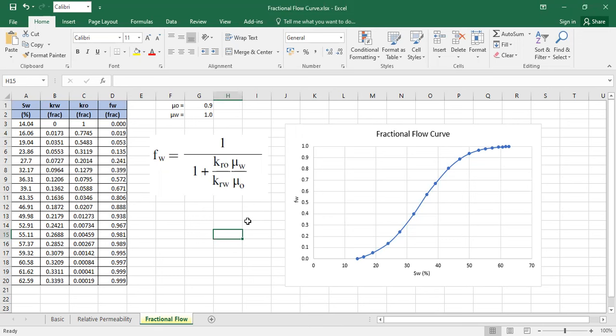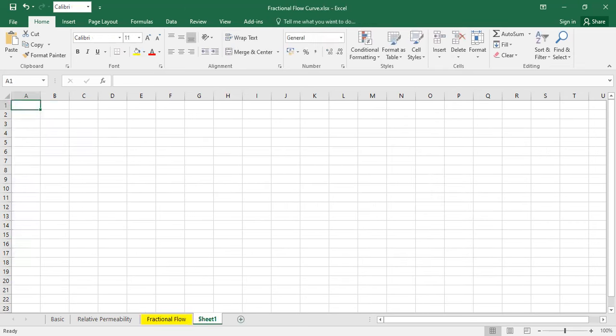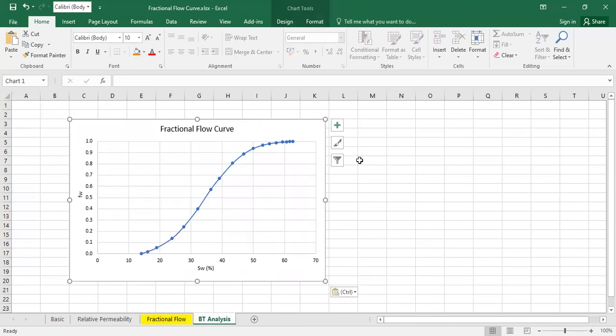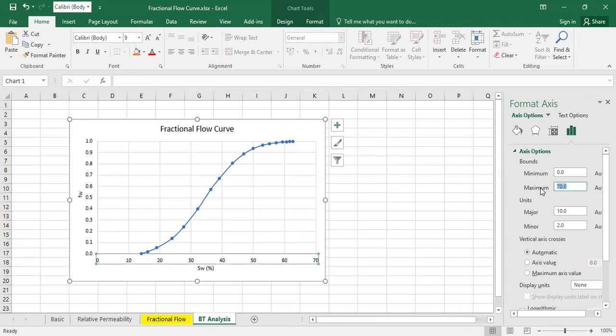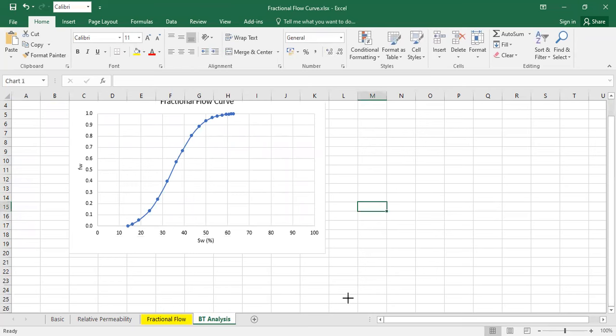It's actually very simple, but maybe we can try to be a little bit more thorough and more detailed. I will show you the simple approach first. I will make a new sheet, call it breakthrough or BT analysis, copy and paste like this, and then make the scale from 0 to 100, and make it a little bit bigger.